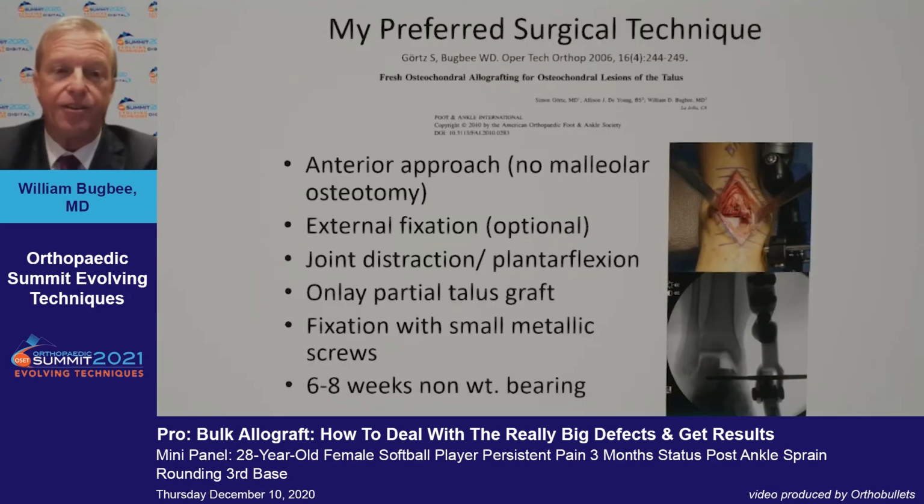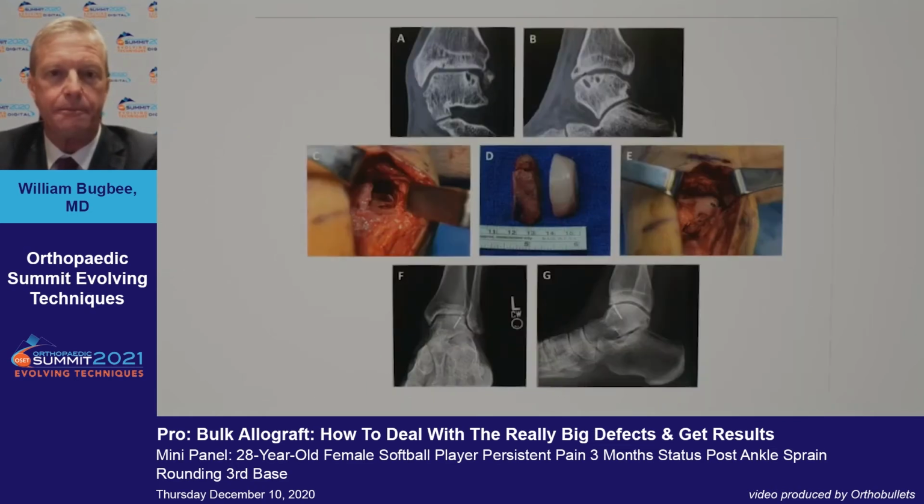My preferred technique for this is actually very low morbidity, an anterior approach without a malleolar osteotomy, external fixation when necessary, but just using joint distraction and plantar flexion. I onlay the graft, fix with metallic screws, and I've used all kinds of fixation, and then back to countersinking small screws, and then a short period of non-weight bearing of 6 to 8 weeks. And we have a video of this technique that's available online.